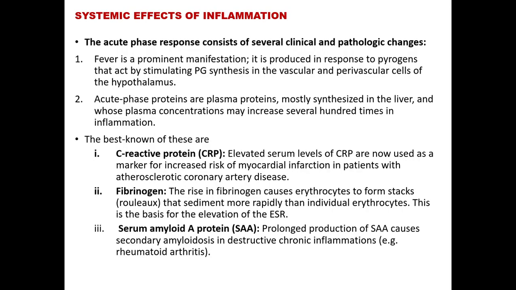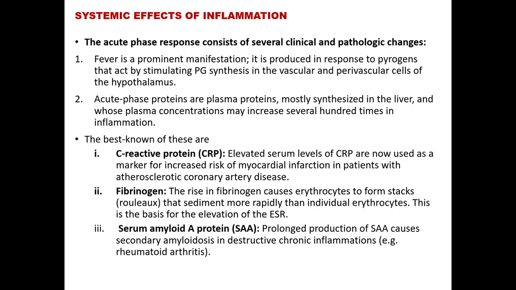We have the systemic effects of inflammation. We have the acute phase response consisting of several clinical and pathological changes. The most important is fever, a prominent manifestation produced, as we said, in response to pyrogens that act by stimulating prostaglandin synthesis in the vascular and perivascular cells of the hypothalamus. Acute phase proteins are plasma proteins synthesized in the liver, whose plasma concentration may increase several hundredfold during inflammation. The best known of these is C-reactive protein.